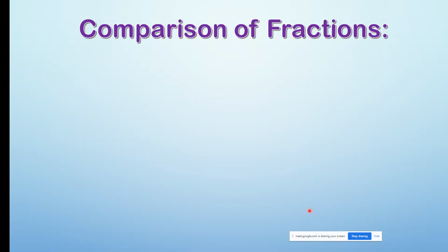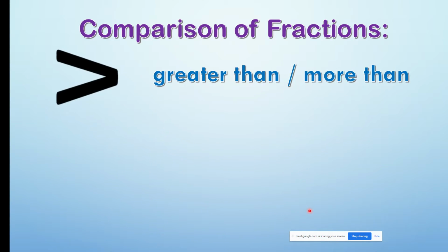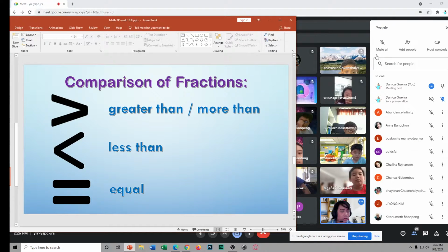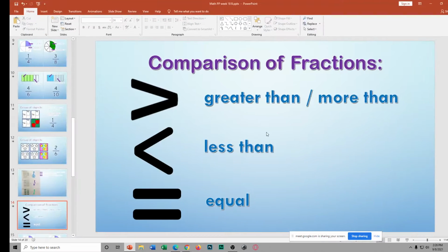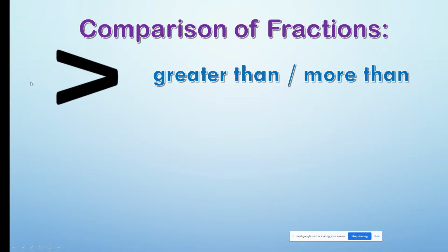For the comparison of fractions, we are going to use some symbols like this. The first symbol looks like this. This one means greater than or more than. When you say greater than, it means the number on this side is bigger than the number here. It is more than the number here.